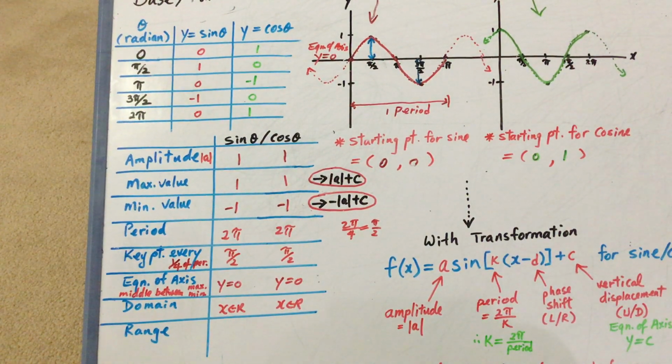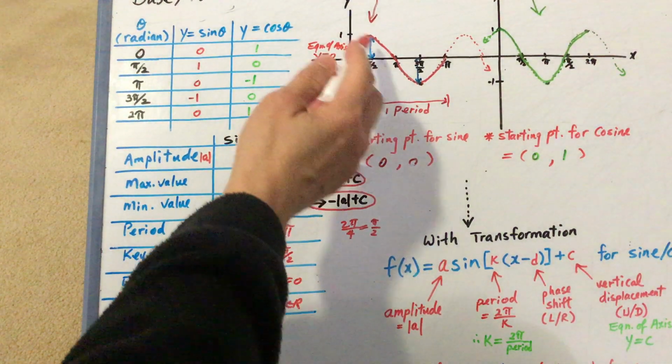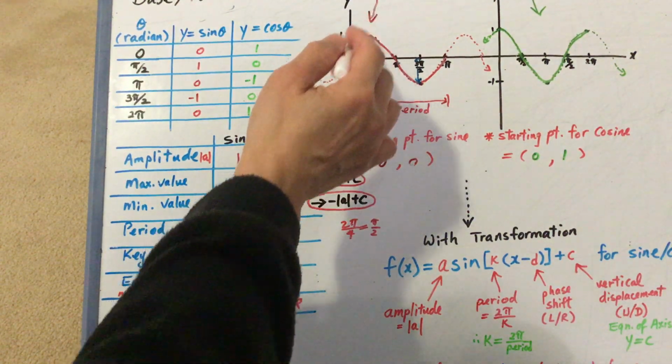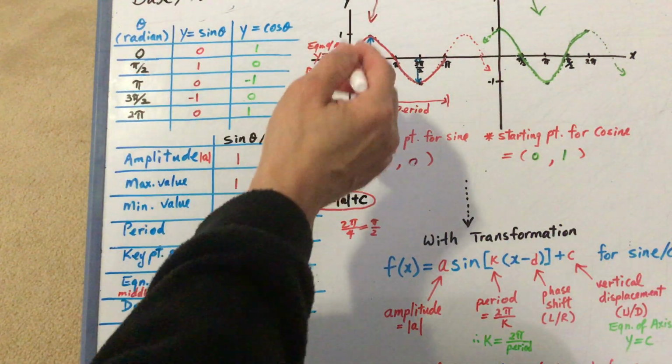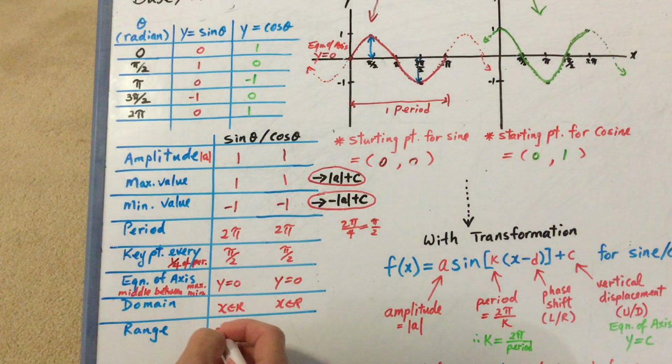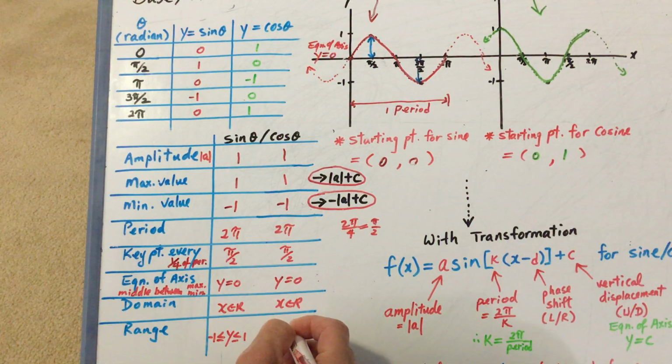But for the range, because it's only bounded from 1 to -1 and then goes on and on and on, the y will always be in between. It is greater than or equal to -1, but less than or equal to +1. It will be the same for the cosine as well. Okay, greater than or equal to -1, but less than or equal to +1.